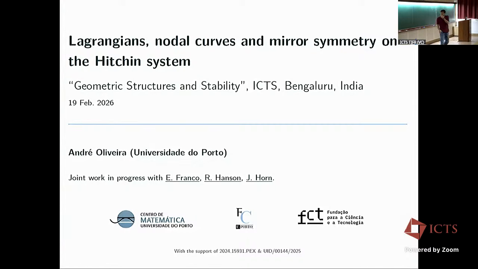So this is joint work in progress with Emilio Franco from Madrid, Robbie Hansen from London and the Imperial, and Johannes Horn from Frankfurt. And this is actually going to be an update of a talk I gave a while back at Oscar's conference, more than 3 years ago.